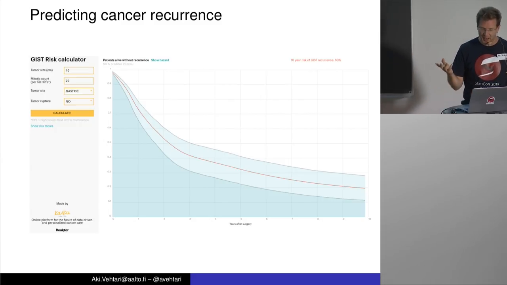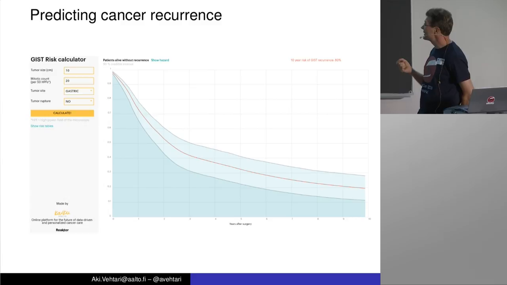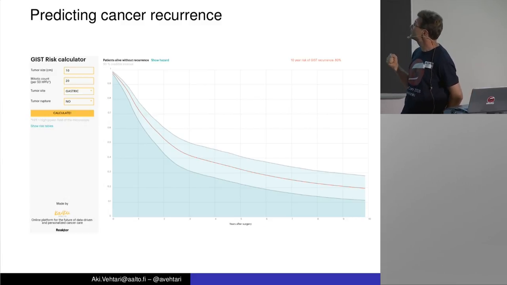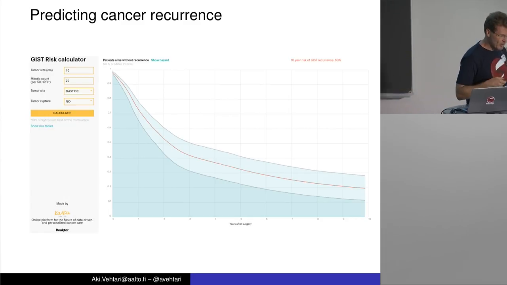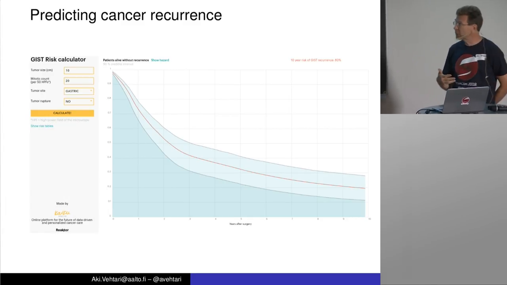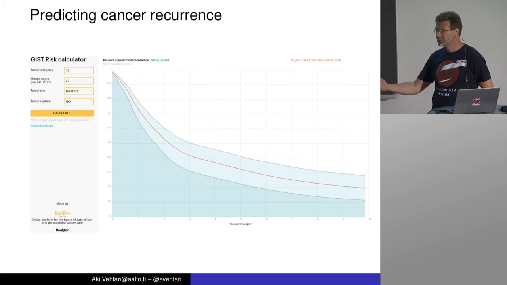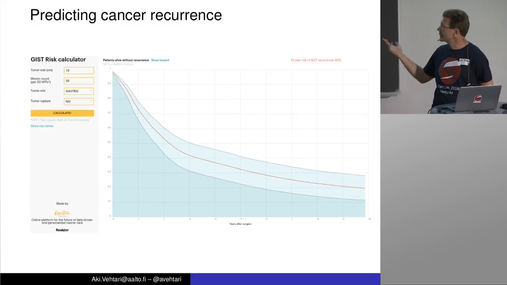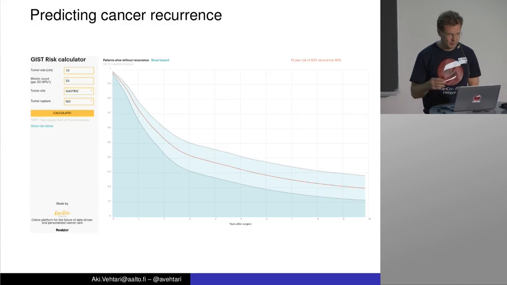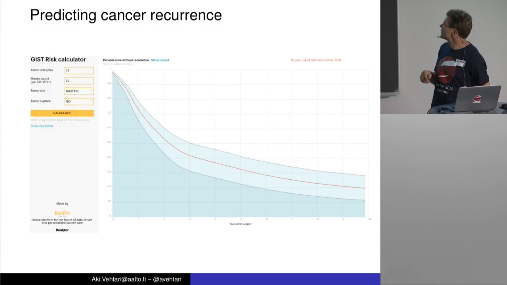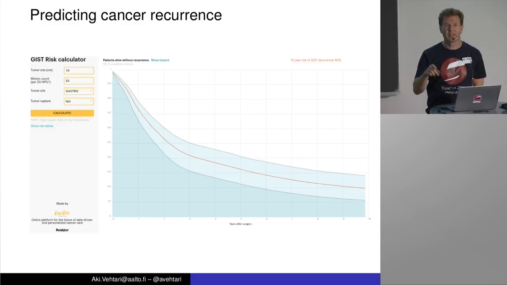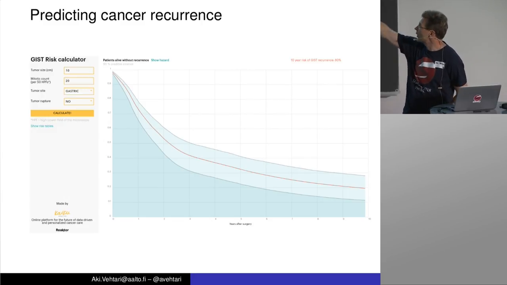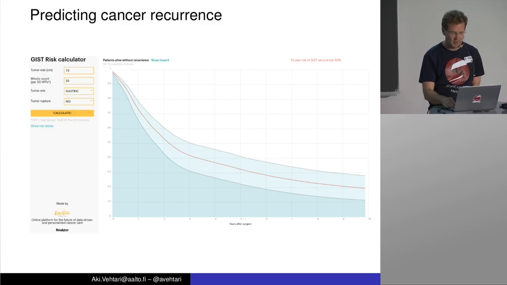I've also worked in predicting disease risk or cancer recurrence. And again, we have some background information on the patient. We make a prediction, and it would be nice to know how good these predictions are if doctors are going to give recommendations based on this. So there's the online cancer recurrence evaluator. I think in the audience there are some people who were part of making this happen.